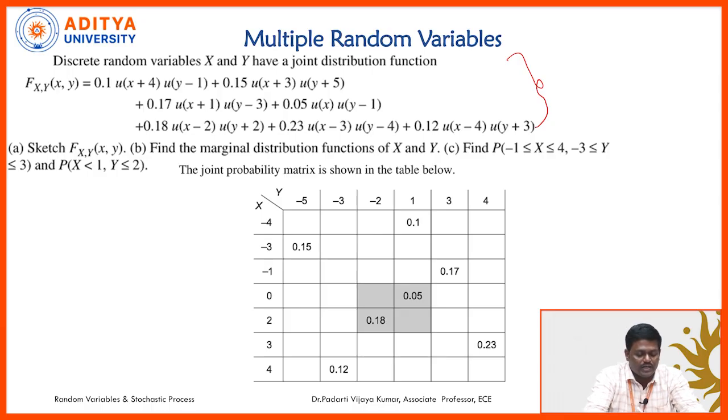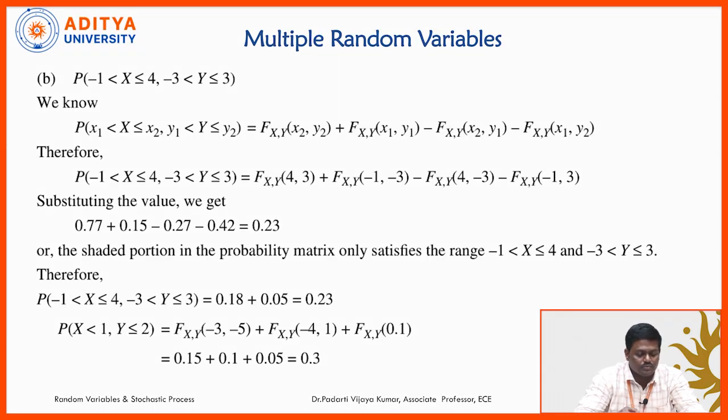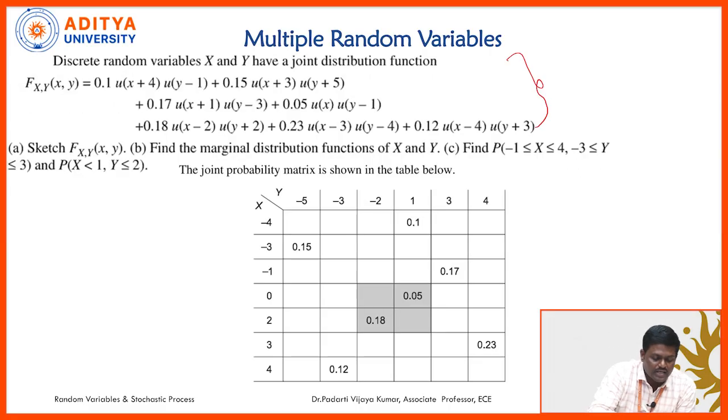So for the given data you can see here, x is equal to minus 4, y is equal to 1. The corresponding probability is 0.1. Next, when x is equal to minus 3, y is equal to minus 5, the corresponding probability is 0.15. When x is equal to minus 1, y is equal to 3, the corresponding probability is 0.17.